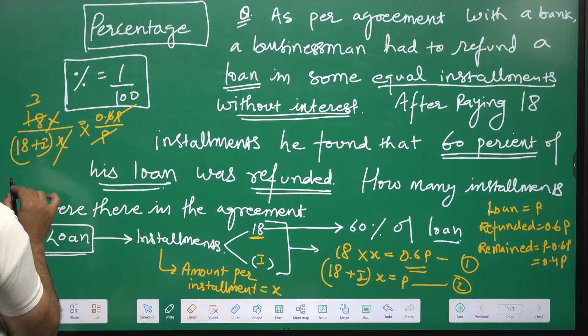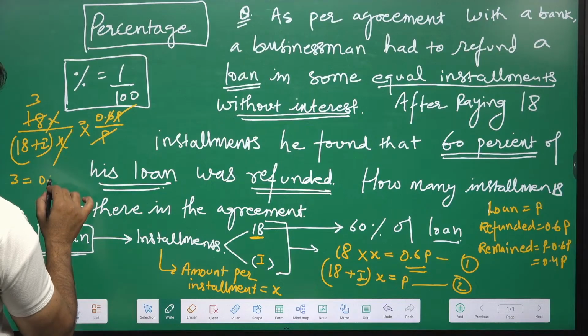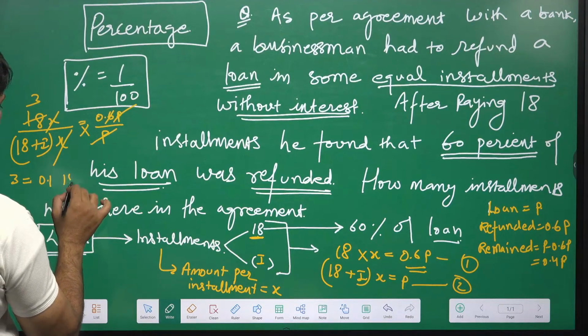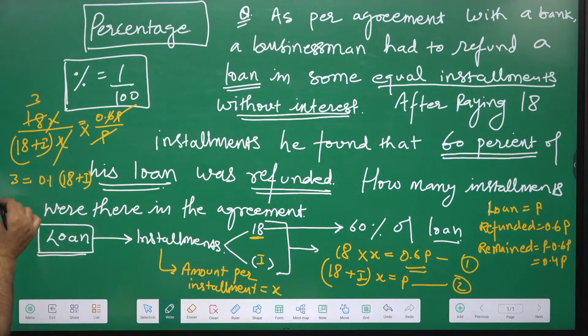3 equals 0.1 times 18 plus I. This can be written as, the decimal has gone from here, so 30 equals 18 plus I. So I comes out to be 12.